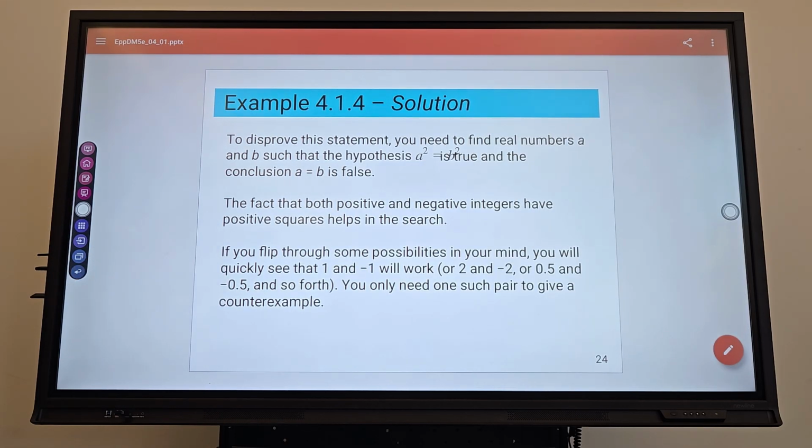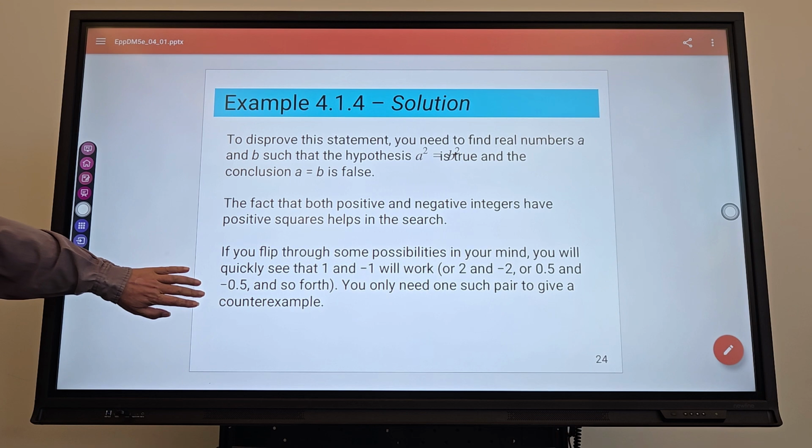To disprove this statement, you need to find real numbers a and b such that the hypothesis a squared equals b squared is true and the conclusion a equals b is false. The fact that both positive and negative integers have positive squares helps in the search. You can flip through some possibilities in your mind. You'll likely see that minus 1 and 1 will work. You only need one such pair to give a counterexample.